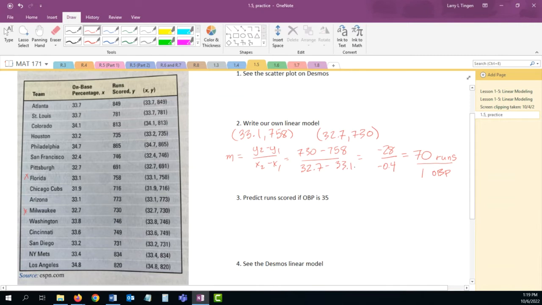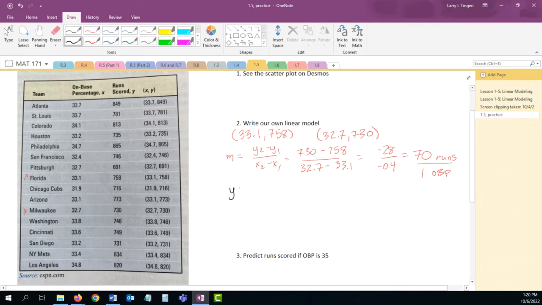That seems like a lot, but remember, on base percentage, look at it, everything in here is between 31 and 34, or 31 and 35. So just going from an on base percentage of 30 to 31 or 31 to 32, that's going to increase your number of runs by 70. That's amazing. All right, so if that is my slope and I have these 2 points, I need to write the linear equation that represents this line.